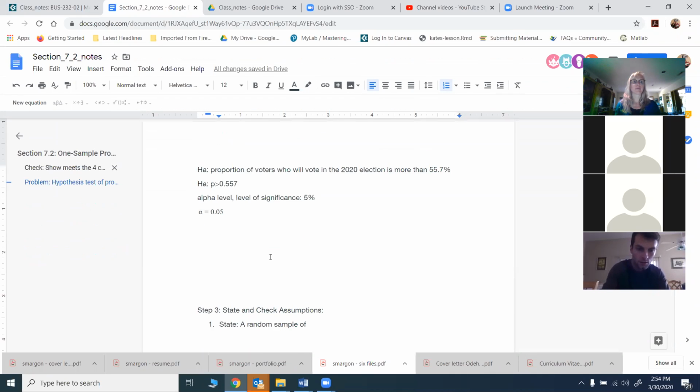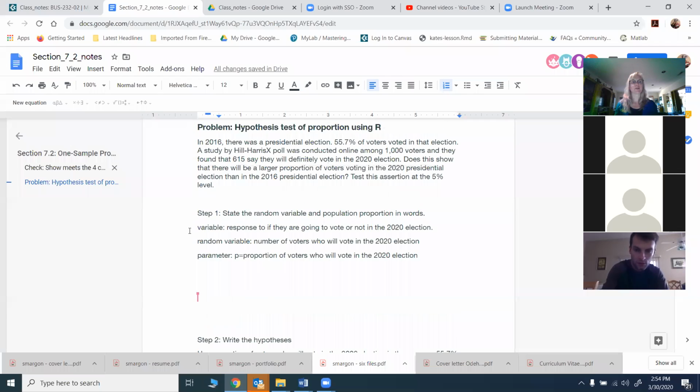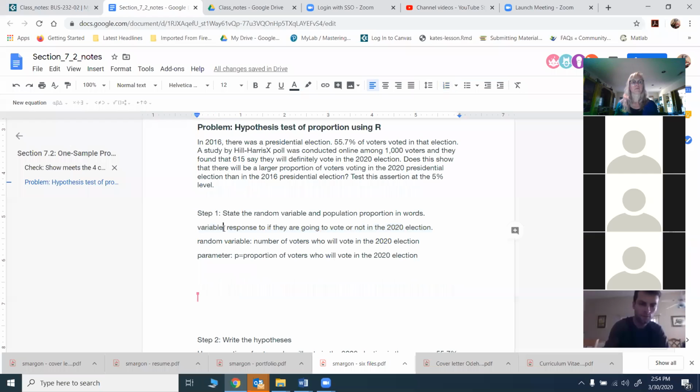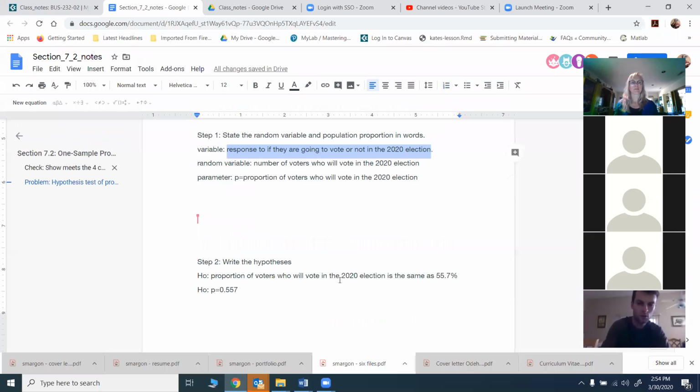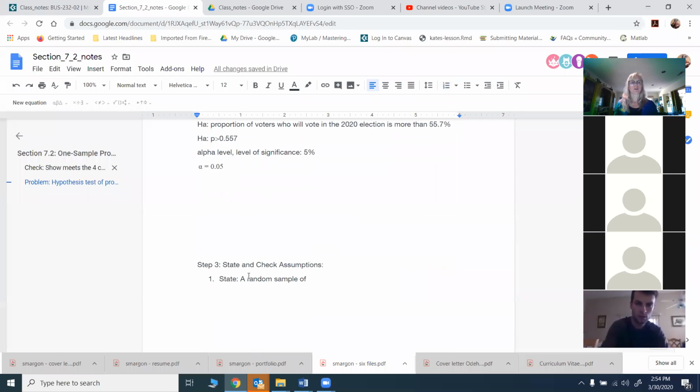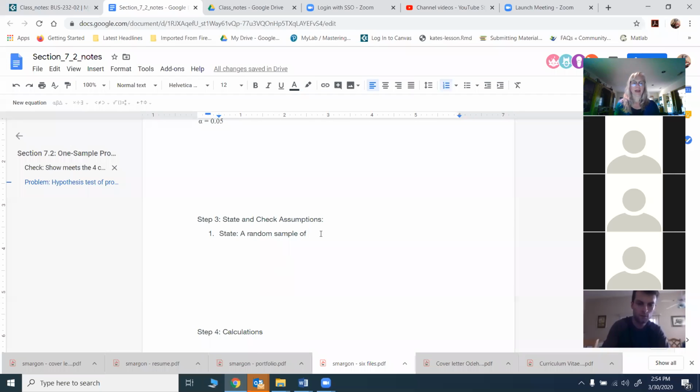of, now what did I measure? And this is where it's actually good to write down your variable. What was my variable? Response to if they're going to vote. And how many did I collect? 1,000. Yeah. So I collected 1,000 of them because it was 1,000 voters I asked. So I had a random sample of 1,000 responses to whether or not they're going to vote or not was taken.